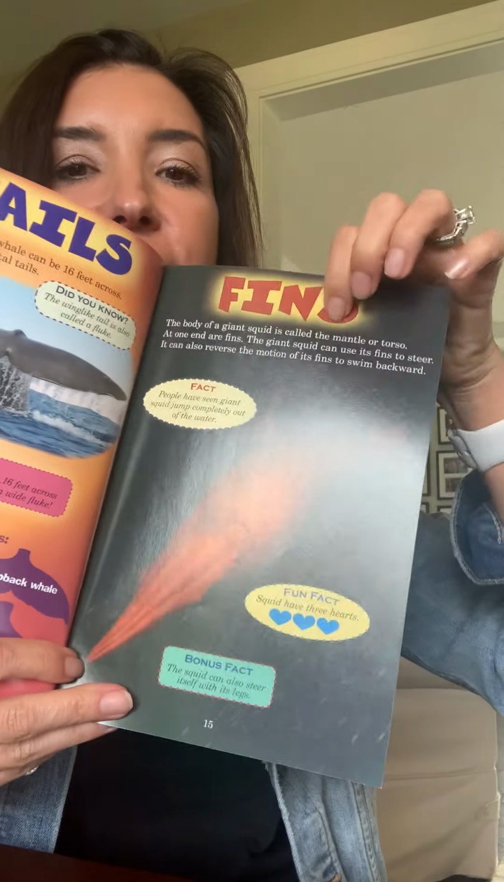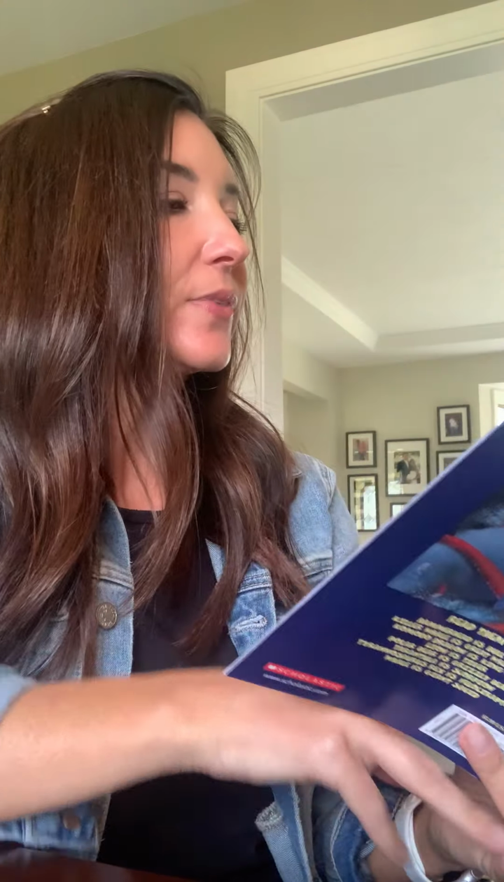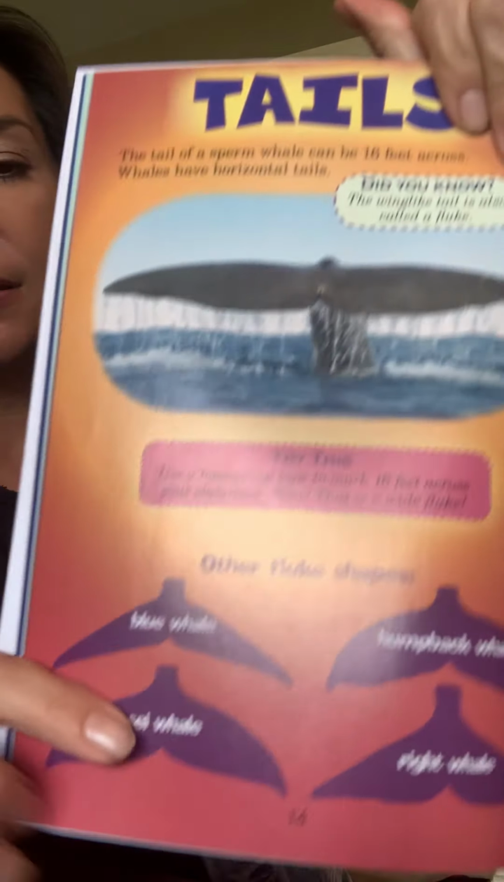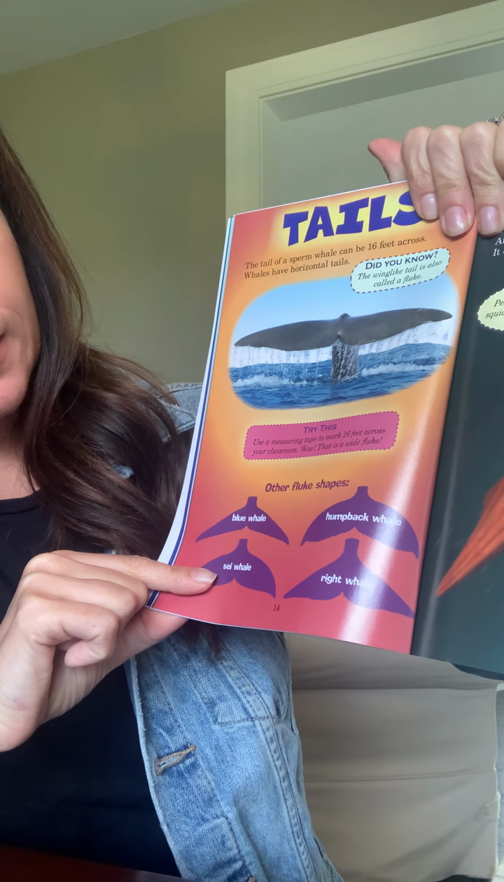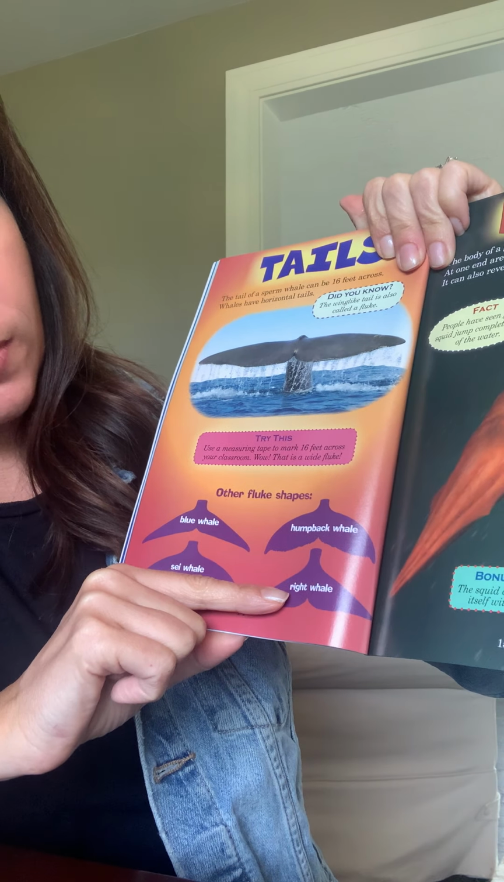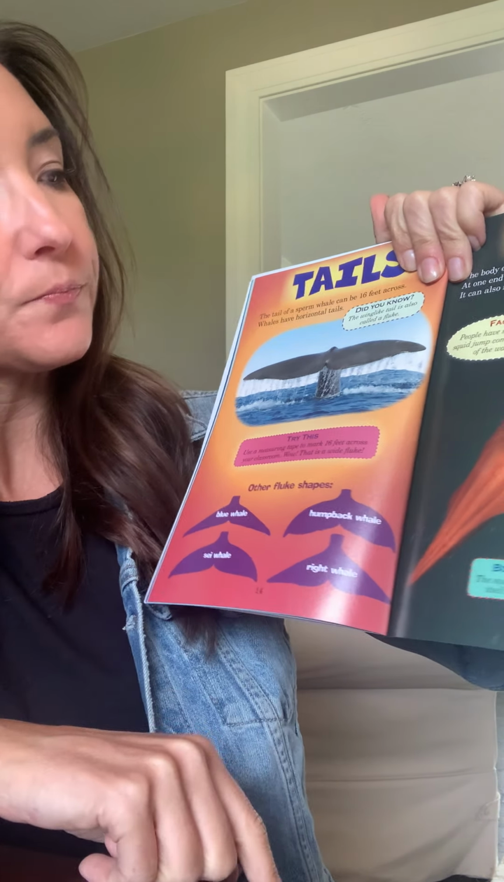Tails, fins, so they have different names for them. The tail of a sperm whale can be 16 feet across. Whales have horizontal tails. So instead of their tails going this way, it goes this way, like that. Okay, so these are their tails. So we have a blue whale, a sei whale, a right whale, a humpback whale.